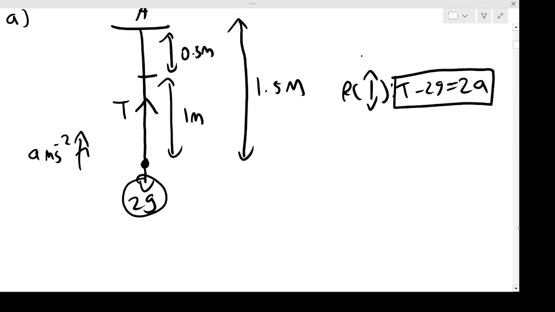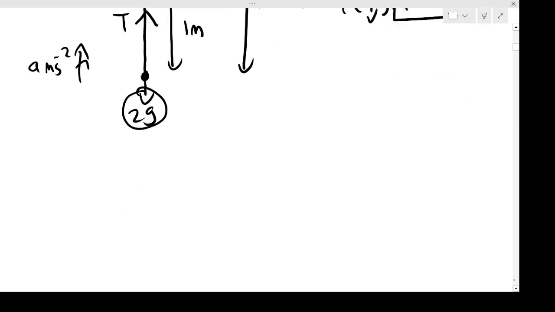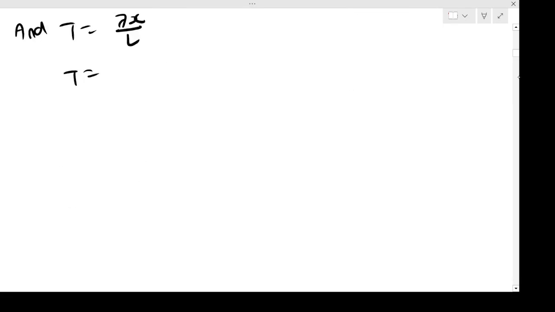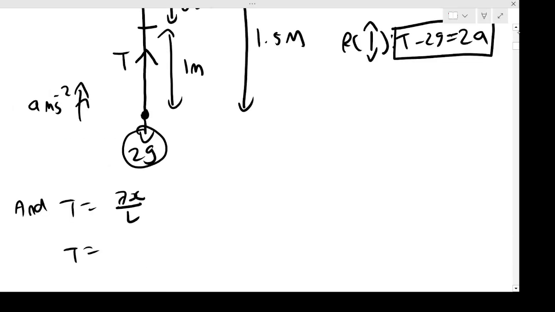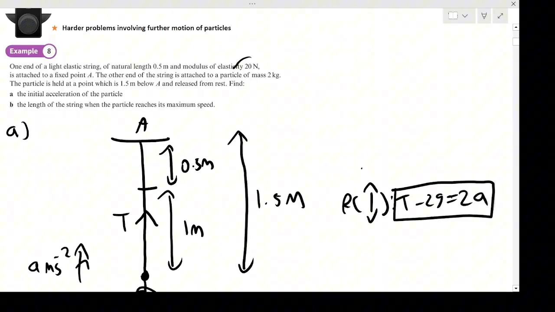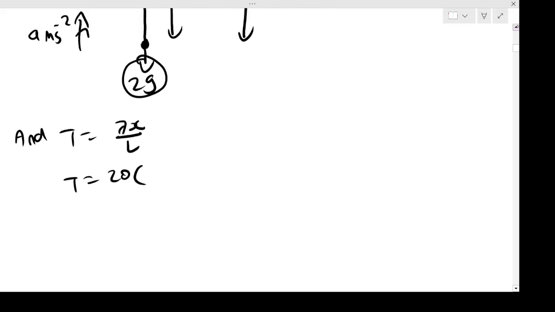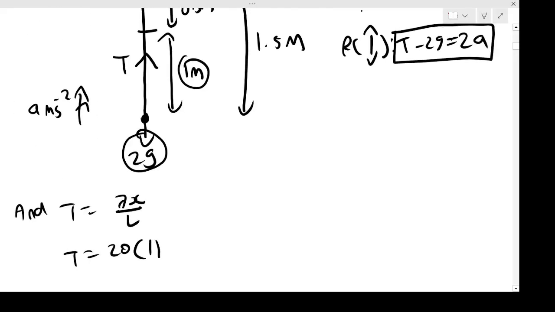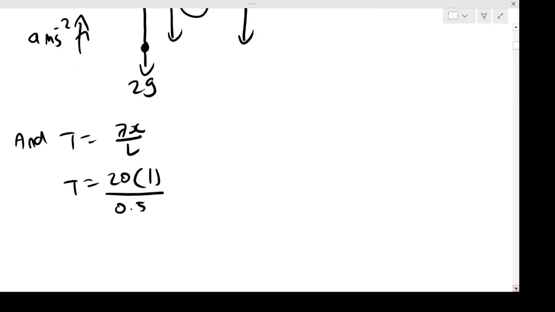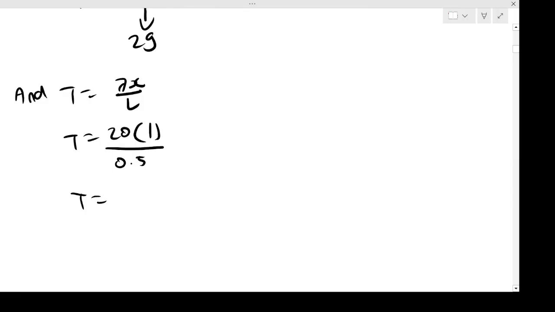We can also again find T using Hooke's law. So T is lambda x over L. The modulus of elasticity is 20, times the extension x. Now the extension is 1 meter, right? Divided by the natural length 0.5. So therefore my tension is going to be 40, right? And there we are.